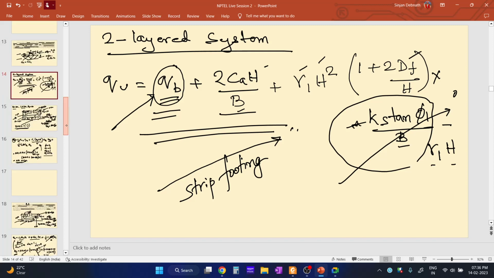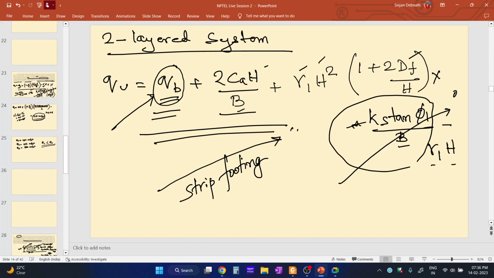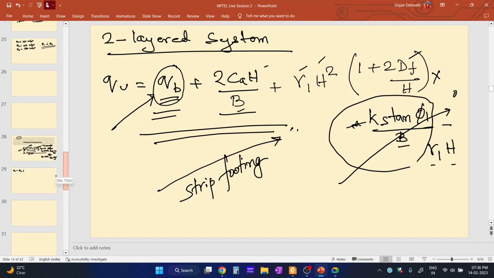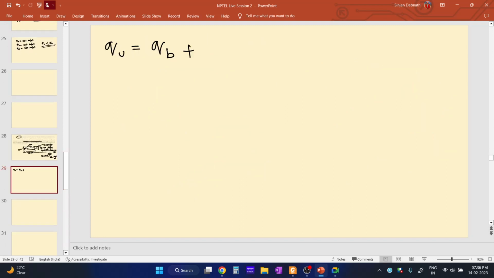So I will write it down once again, and in this case it is also a clay, the soil is also clay, so phi is equal to 0, and so the Ks tan phi term, this whole term, will also be 0, because phi equal to 0 means tan phi will also be equal to 0. So now let me write it down. q is equal to qb plus 2 c_a H by B plus gamma 1 into H.